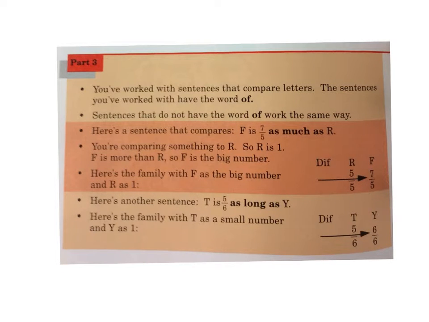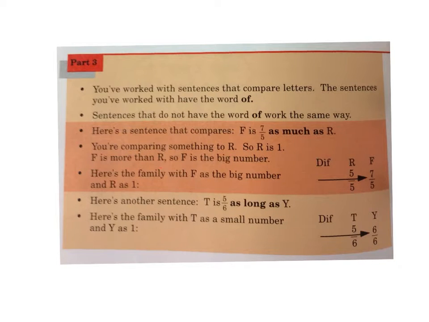So for part 3 of your textbook, I'm going to read what it says, and then you can follow along. It says that you've worked with sentences that compare letters. These sentences you've worked with have the word "of." Sentences that do not have the word "of" work the same way. So here's a sentence that compares. F is 7/5 as much as R. So you're comparing something to R, which means that R is 1.